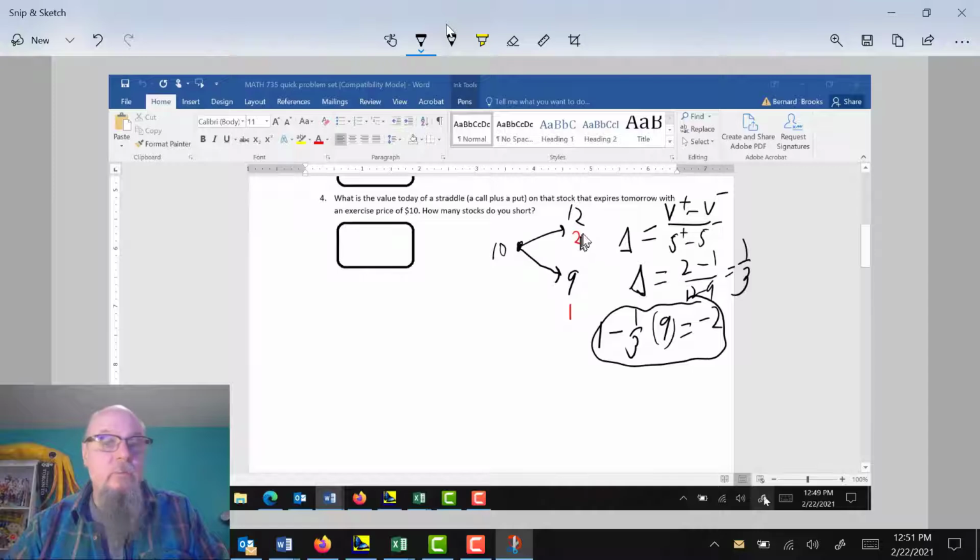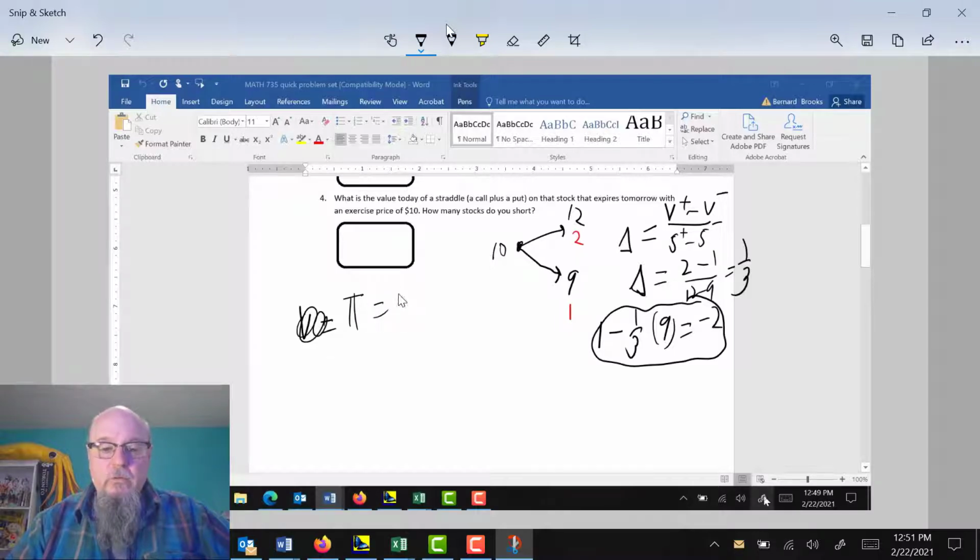If I would have chosen the top positive stock value, I would also get a portfolio of minus 2. So the portfolio should be equal to V, that's the straddle price, we don't know what that is yet, minus 1/3 10, and that's equal to, no time value of money, minus 2. Solve that for V, and I should get 4/3. That means the straddle is worth 4/3.